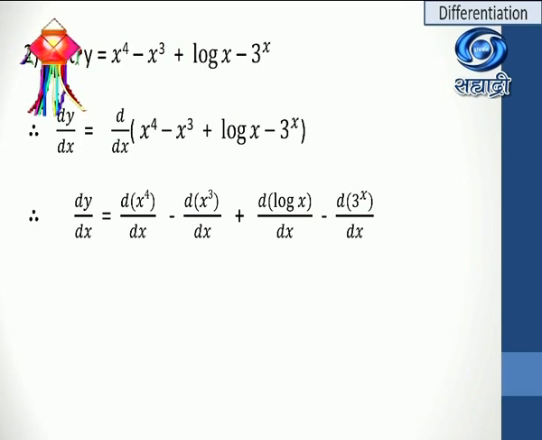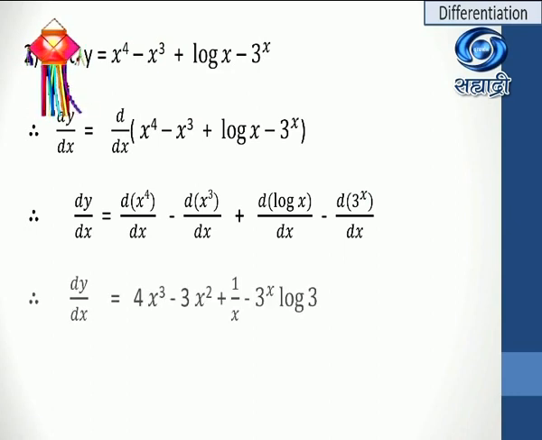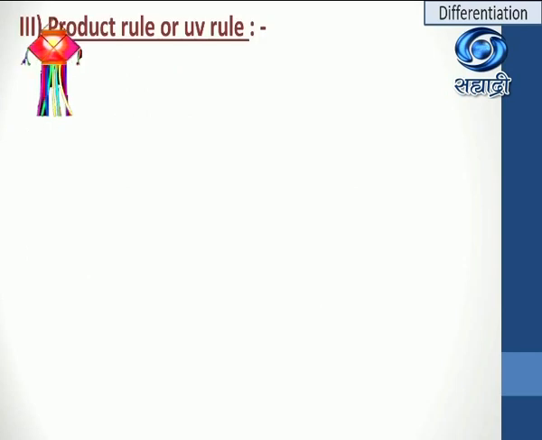Now we know that derivative of x raised to 4 is 4 into x cube. Derivative of x cube is 3x square and derivative of log x is 1 upon x and derivative of 3 raised to x is 3 raised to x into log 3. Therefore, dy by dx is equals to 4x cube minus 3x square plus 1 upon x minus 3 raised to x into log 3.